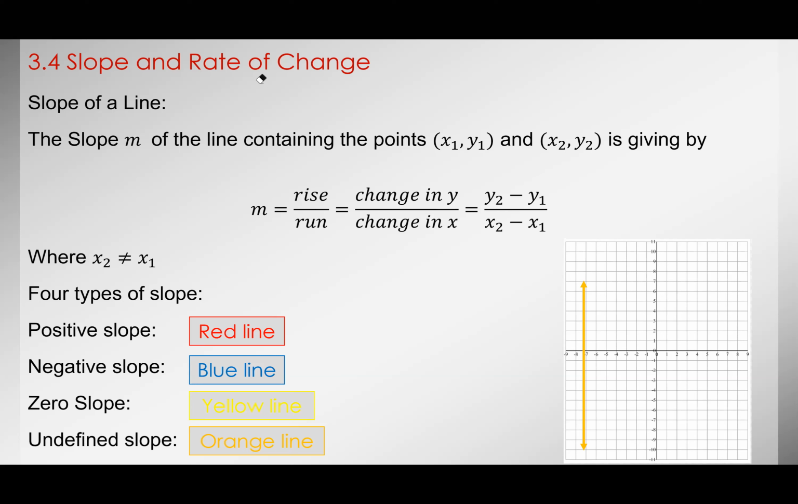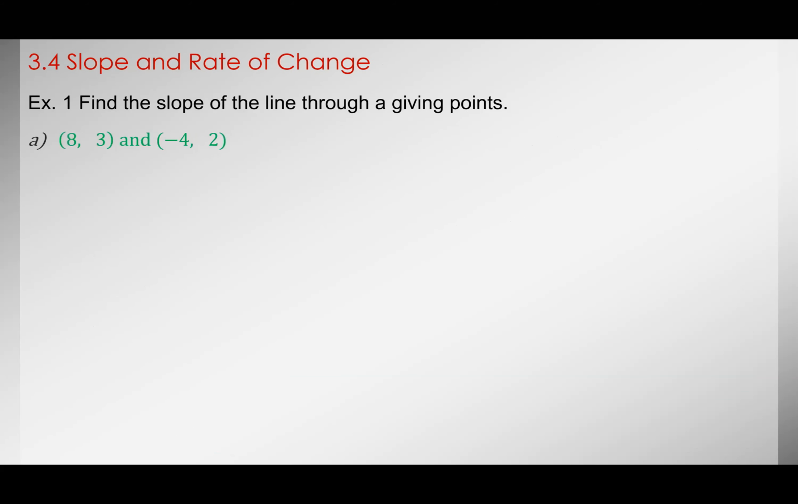So let's take a look at an example. Let's say they give you this item and ask you to find the slope of the line passing through the given points. They give you 2 points: the first point is (8, 3), and the second point is (-4, 2). Now they ask, if we have these 2 points, what is the slope of the line passing through them?